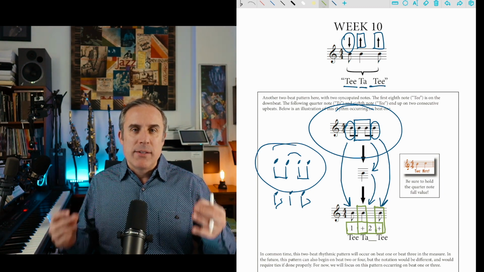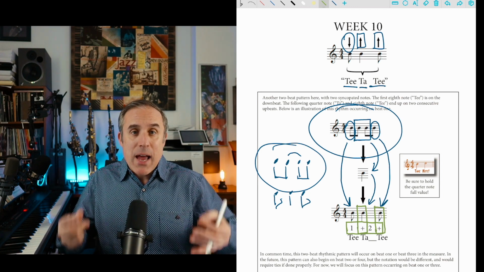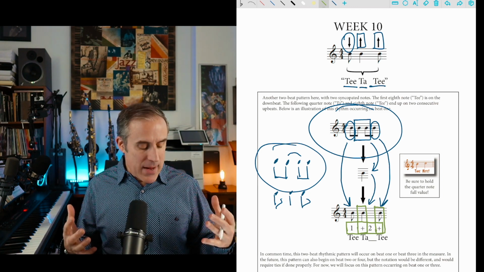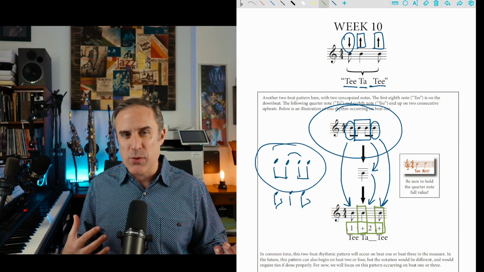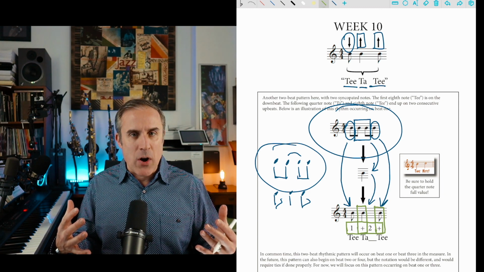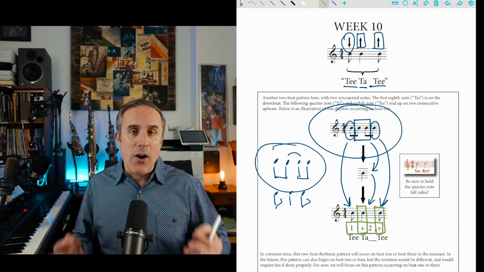So again, T, ta, T, 1 and. All right, so you can hear that syncopation. So that's just another way that we could be conceiving this rhythm and thinking about this rhythm in our head. But the verbiage through the Tik-A-Tee method, T, ta, T.